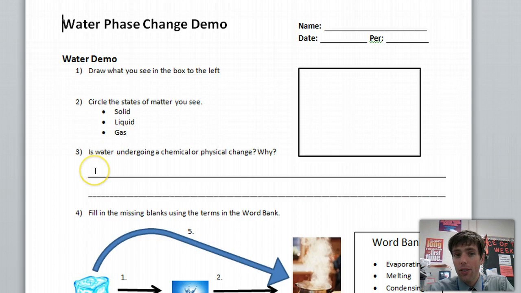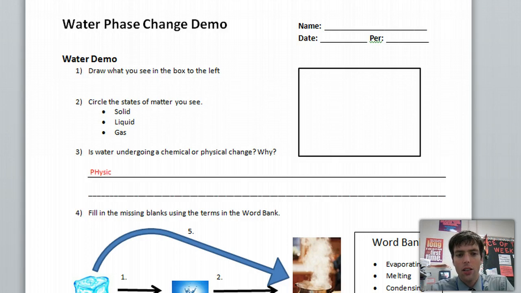And I hope you wrote for number 3 the water was undergoing a physical change, because even though the water was in ice, or it was in a liquid, or it was in the air, that water was still water, which would have been the best answer here. So I'm going to go ahead and write that in.